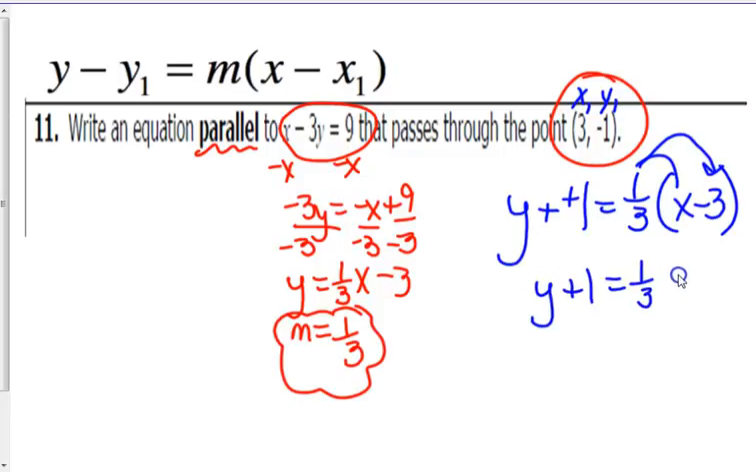1 divided by 3 times -3 is, but it's -1, right? Because it was a -3 here. All right, now if we subtract the 1 over to this side, be careful. It's not 0, it's what? Yeah, 1/3 x minus 2.